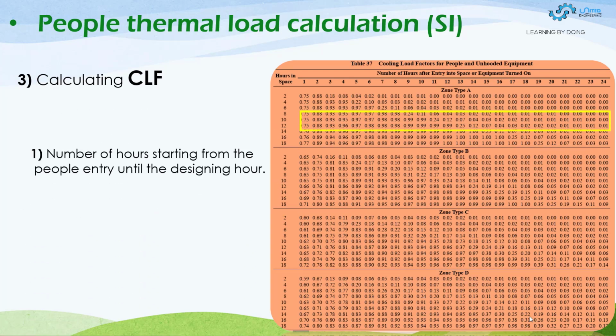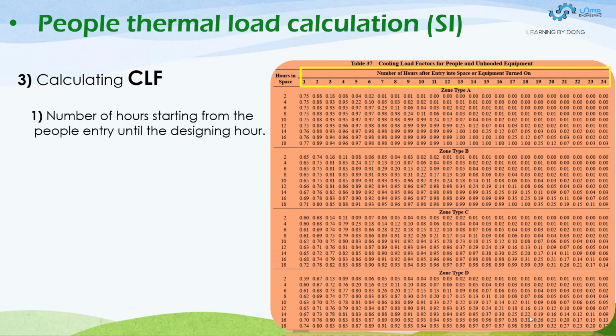The first one is the number of hours starting from the entry of the people to the space until the designing hour. So if we suppose that the people will enter the office from 8 a.m. and the designing hour is 4 p.m., in that case the first factor will be the number of hours from 8 till 4, which is 8 hours. So this factor depends on the duration between the people's existence at the space until the peak load, or the hour that we design the HVAC system on, and we detect its column from this row.